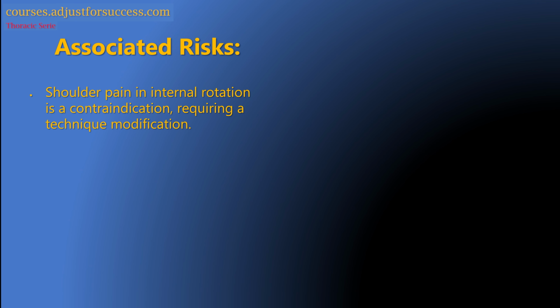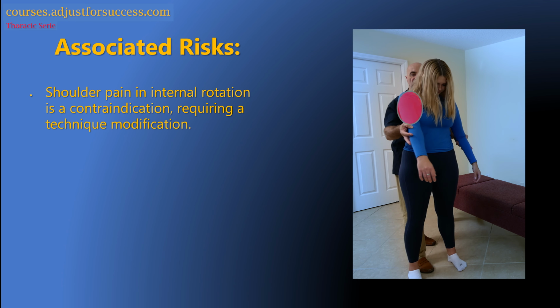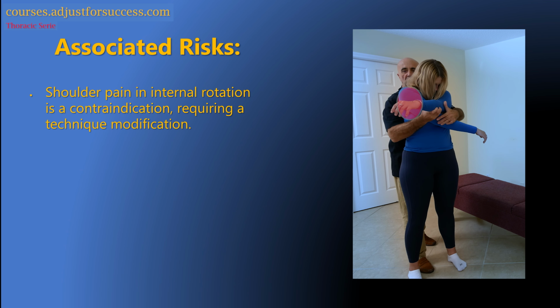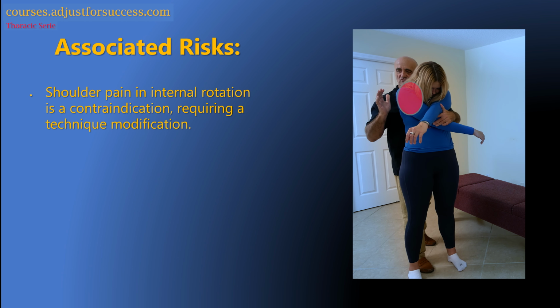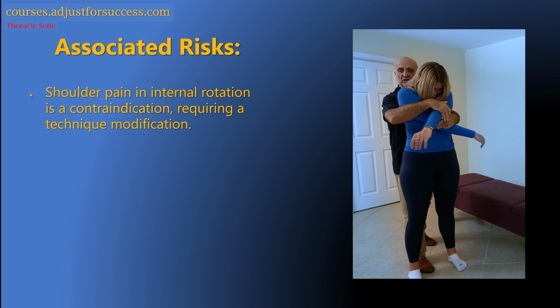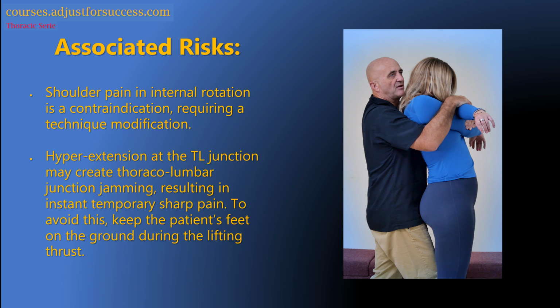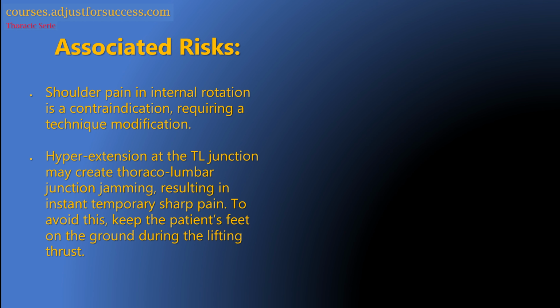What are the risks associated with this technique? Generally, it's a very safe technique, but shoulder pain in internal rotation is a contraindication, requiring a technique modification that we will see later on. There is also the problem with hyperextension of the thoracolumbar junction that may create a thoracolumbar junction jamming, resulting in an instant, temporary, sharp pain. To avoid this, keep the patient's feet on the ground during the lifting thrust.